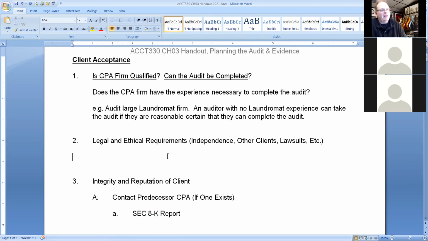Okay, legal and ethical requirements. The big ones here are independence. And that is no financial interest, and no key person problems.